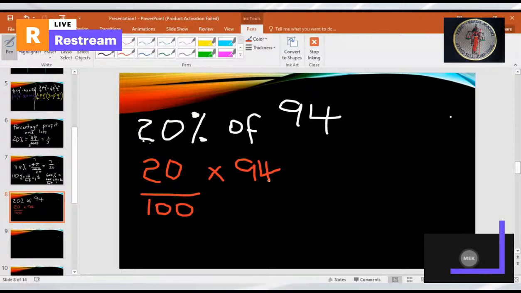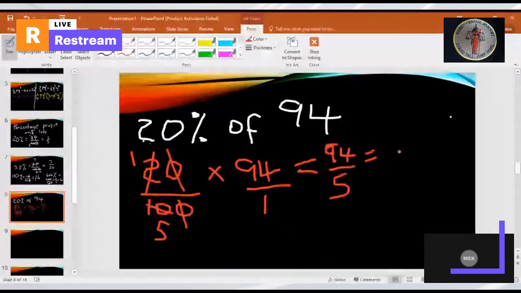20% of 94. So all we have to do now is to reduce. We can put it over 1, we don't have to write them out. And then we know this 0 cancels this one. 2 can go into 10, so that's 5 times. So in the numerator, we have 94, and in the denominator, we have 5, and 5 goes into 94.